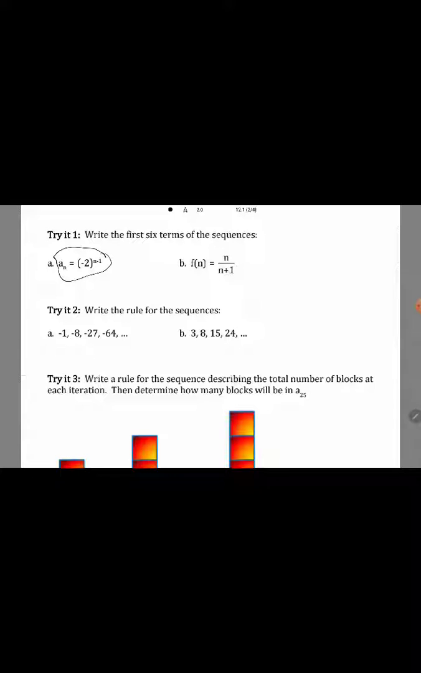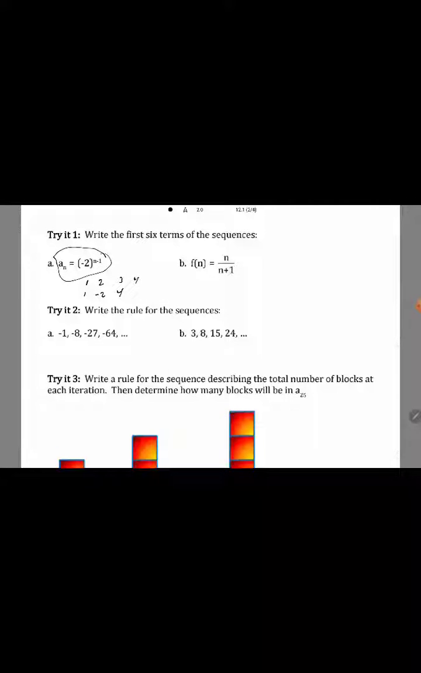So for example, we want to know the first 6 terms. So this is the rule. All I do is, if I want to find the first term, I just plug in 1 in the equation. So 1 minus 1 is 0, and negative 2 to the 0th power is 1. Put in 2 now. 2 minus 1 is 1, so I got negative 2. Put in 3. 3 minus 1 is 2. Negative 2 squared is positive 4.